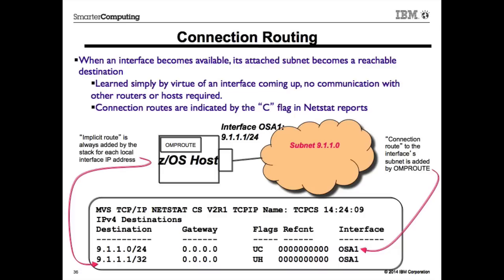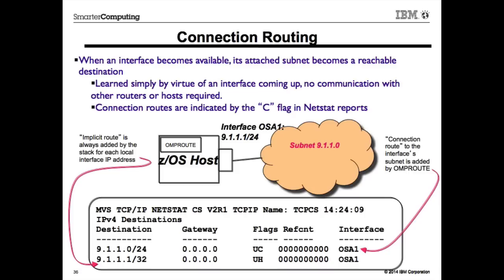OMPROUTE computes that the subnet is 9.1.1.0 and adds a subnet route to 9.1.1.0 to the routing table with the C flag for connection. So that basically has made everybody in the 9.1.1.0 subnet reachable by a direct route just by putting it out on that interface, because the stack now knows anything in that subnet needs to go out that interface. You'll also notice a second route, which is a route to the interface's IP address. This is called an implicit route. The stack always adds an implicit route for each interface IP address.